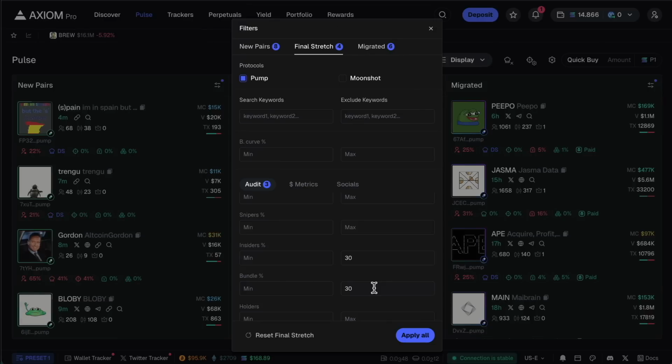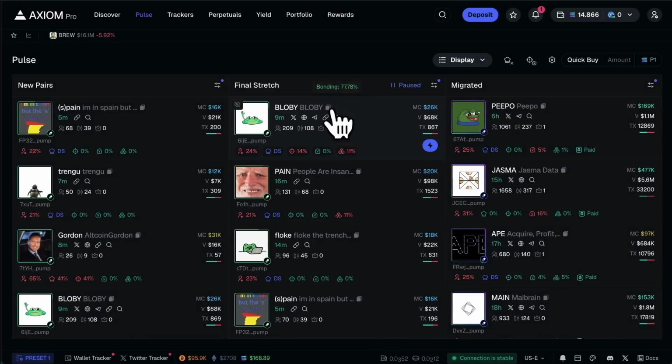So you can't just filter out everything too much. So you have to be a bit careful with that. Now click on apply all. And this is one of the strategies I'm using.